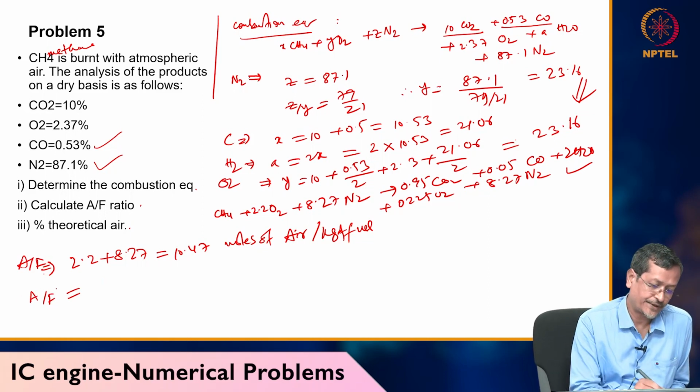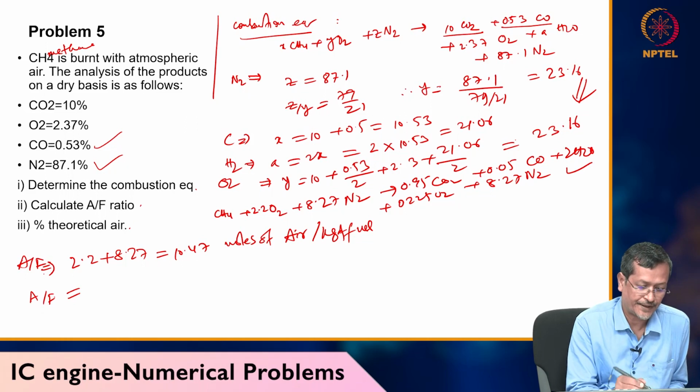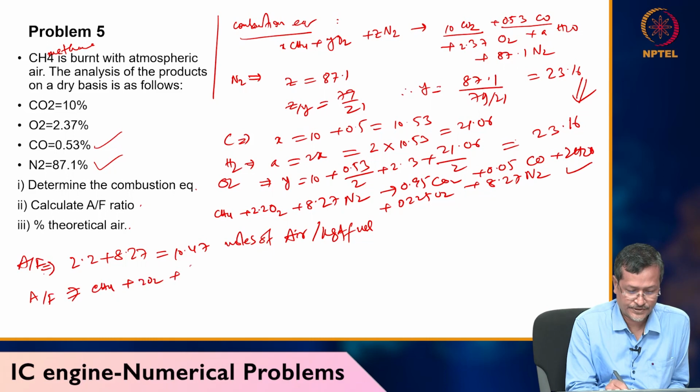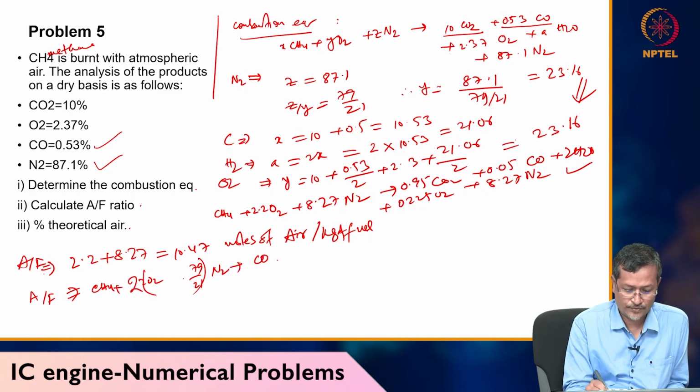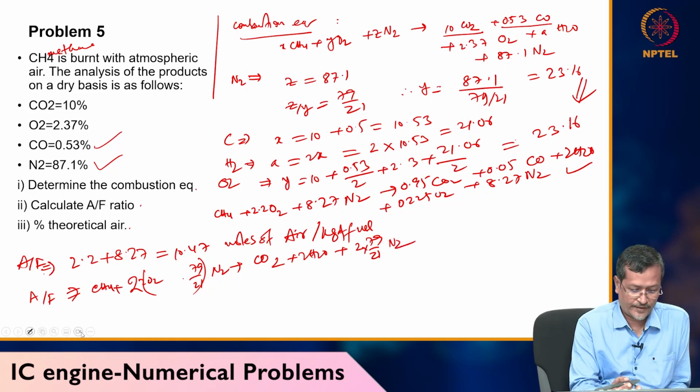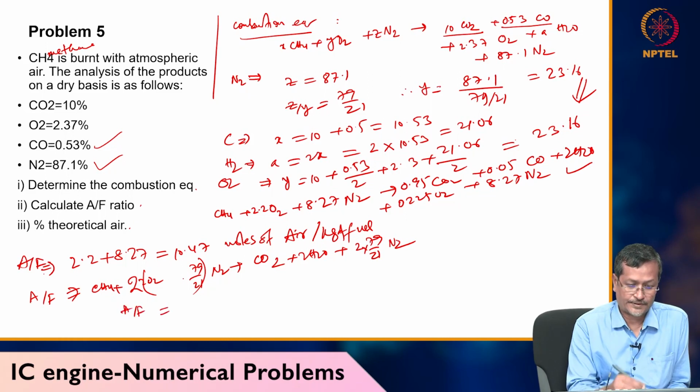Now, the actual air-fuel ratio. For the ideal condition, CH4 plus 2O2 plus 2 times 79 by 21 nitrogen gives, on the right side, CO2 plus 2H2O plus 2 times 79 by 21 N2. So this will give me my actual air-fuel ratio, the theoretical air-fuel ratio.